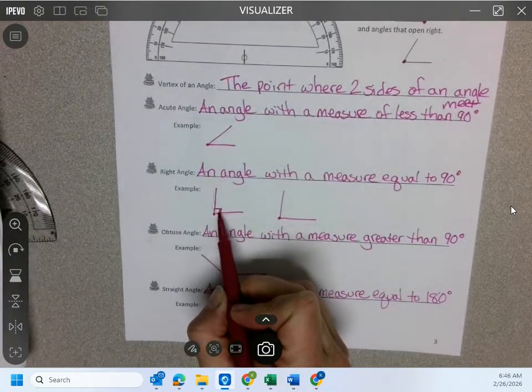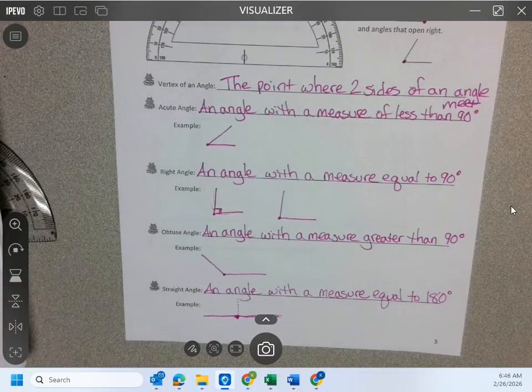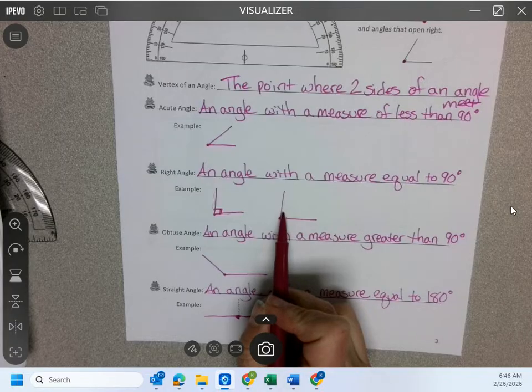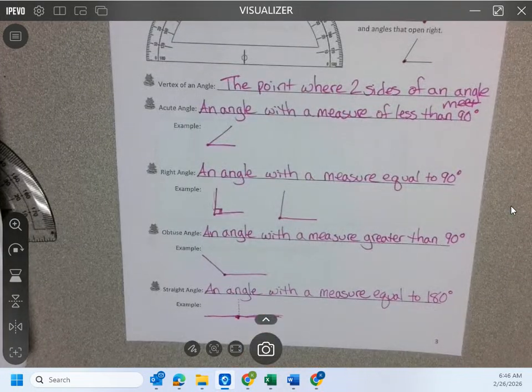If there is a box in the corner, we can assume that it is exactly 90 degrees. If there is no box in the corner by the vertex, we have to actually measure it, because 89 degrees looks really similar to 90 degrees, but it's not. So we have to be careful. You don't ever make a guess with math. All right, we measure everything out.